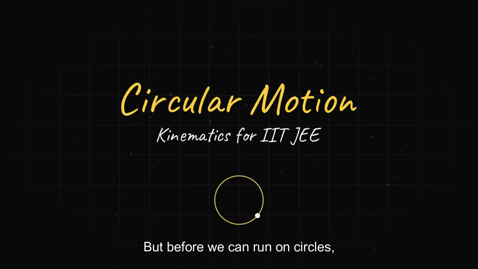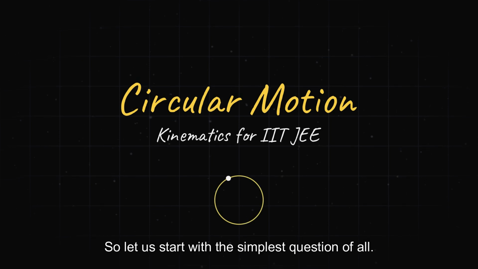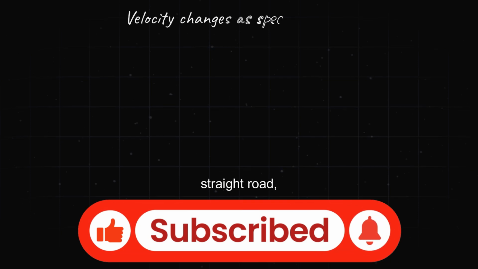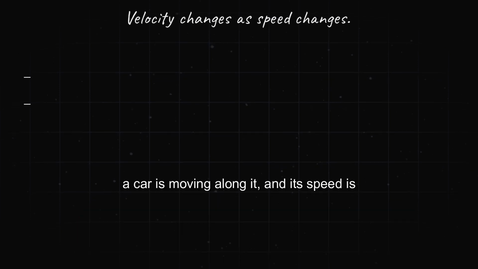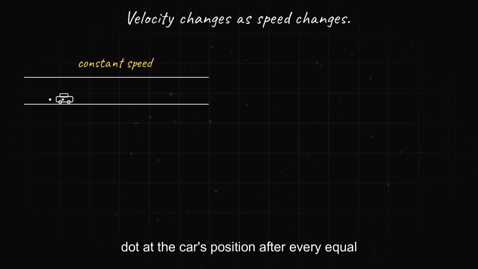understand. But before we can run on circles, we must walk on straight lines. So let us start with the simplest question of all. When does velocity change? Look at the straight road. A car is moving along it, and its speed is held constant. To see what that means, I am dropping a dot at the car's position after every equal interval of time.